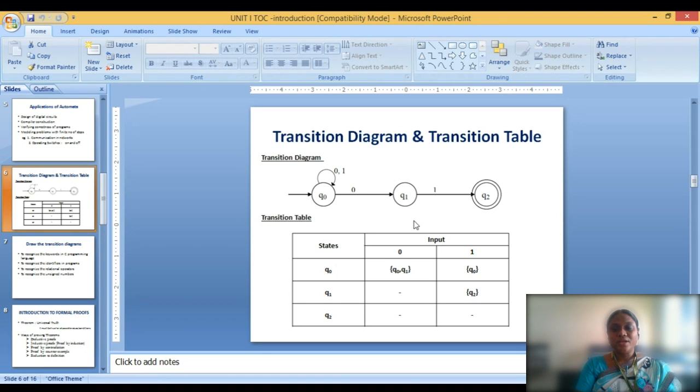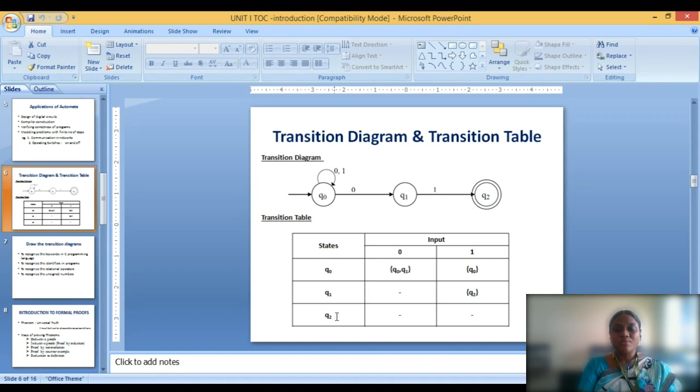How to draw a transition diagram? States are represented by using circles, and you can give any name inside these states as state names like Q0, Q1, Q2. The initial state is represented by an arrow, and the final state is represented by a double circle. The input transition from one state to another state is given by an arrow, and labeling of input names is also done. So from Q0 the input 0 goes to Q1, from Q1 the input 1 goes to Q2. This is called a transition diagram, and this can be converted to a transition table.